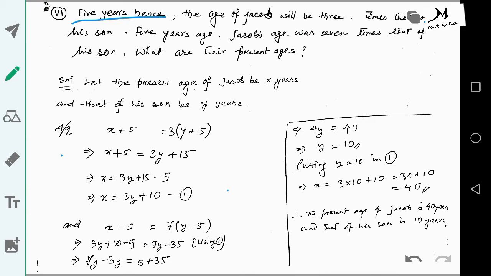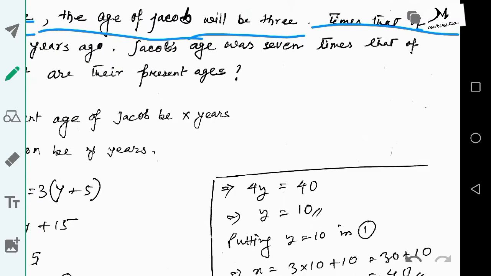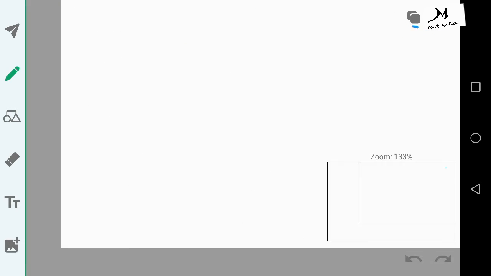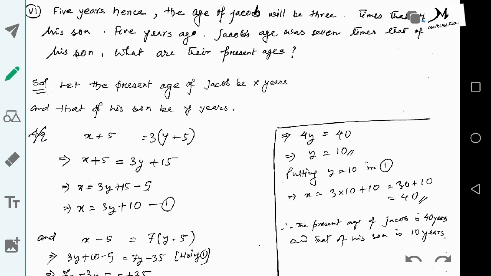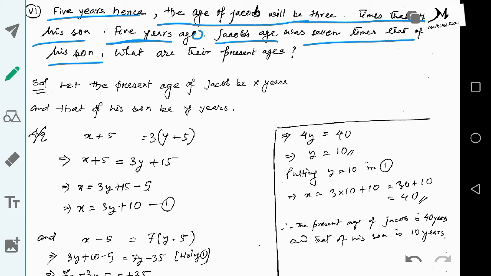5 years hence, the age of Jacob will be 3 times that of his son. Okay, 3 times that of his son. Now 5 years hence, the age of Jacob will be 3 times that of his son, and 5 years ago, Jacob's age was 7 times that of his son. Okay, what are their present ages?